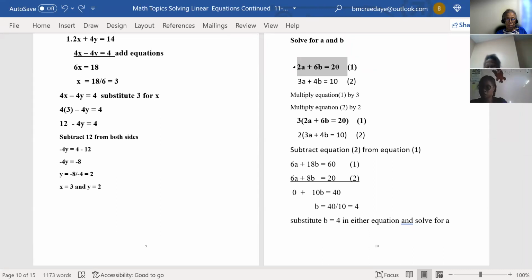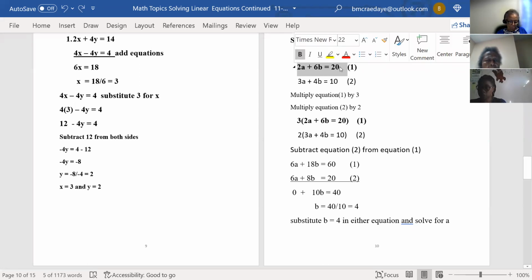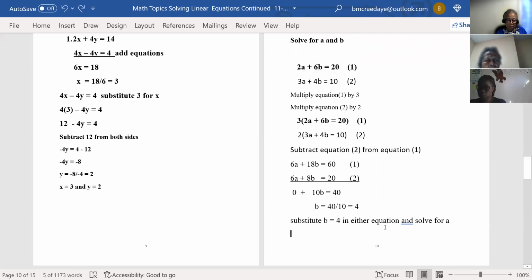Is that the equation you're using, Vanessa? 2a plus 6b is 20. Are you using the 2a plus 6b equal 20? Yes, Miss Barbara. Okay, so let's just take that equation and put our b is 4.